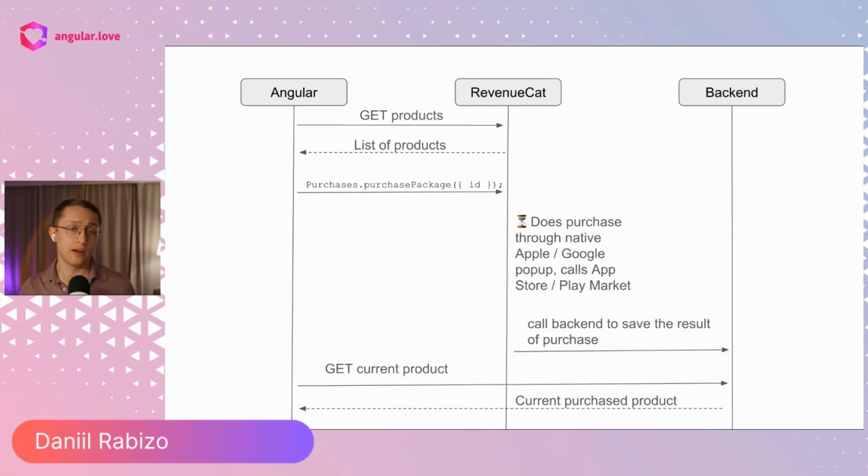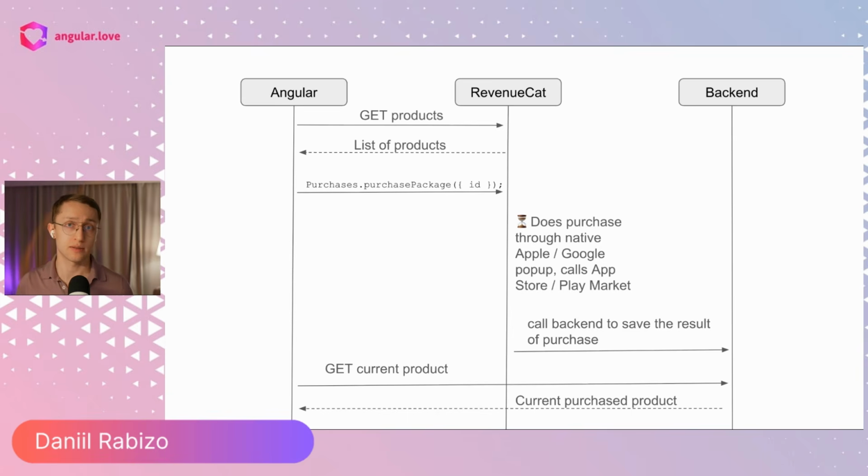And I will explain how it works with a concrete example of Angular and some backend, for example. When you want to show the list of products, you have to call the getProducts method of your payment provider. You get the list, each item has an ID. You can show it with such nice cards with the button purchase. And once the user presses this purchase button, you call the purchase method of the payment provider with an ID.